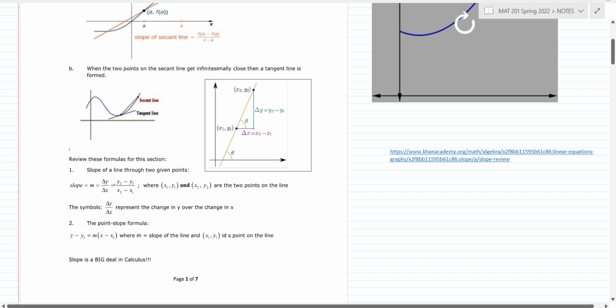More specifically, delta y is just the difference between the y values, and delta x is the difference between the x values. You're used to thinking of this as the rise over the run. That's what delta y over delta x is telling you anyway. And then the point-slope formula is a way that you can find an equation of a line if you know a point and you know the slope.